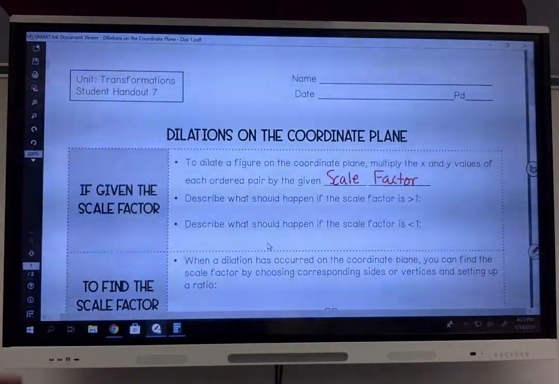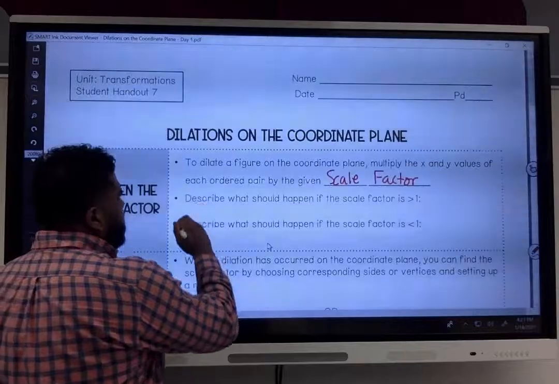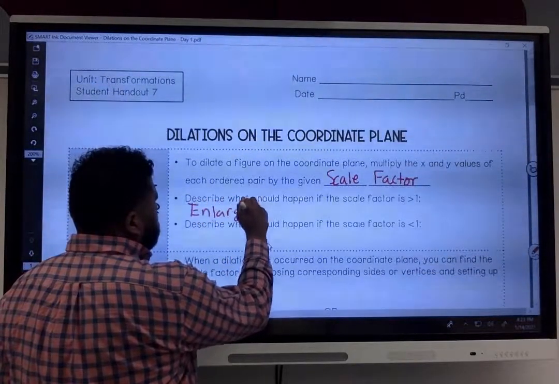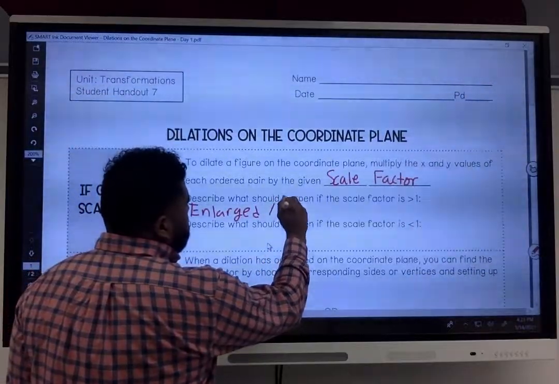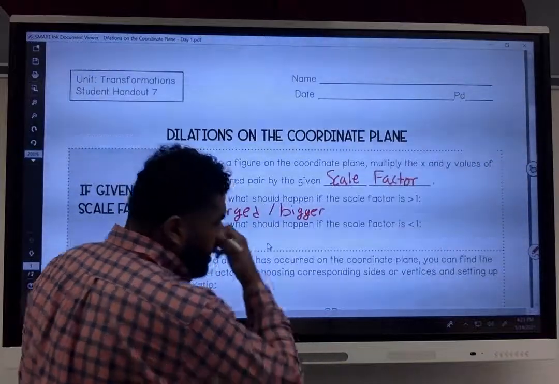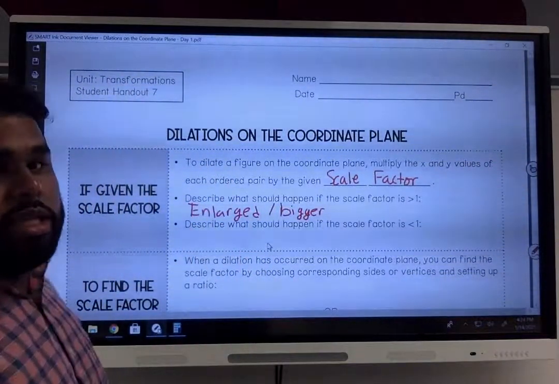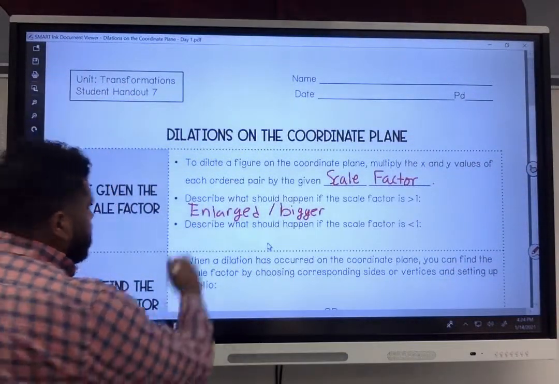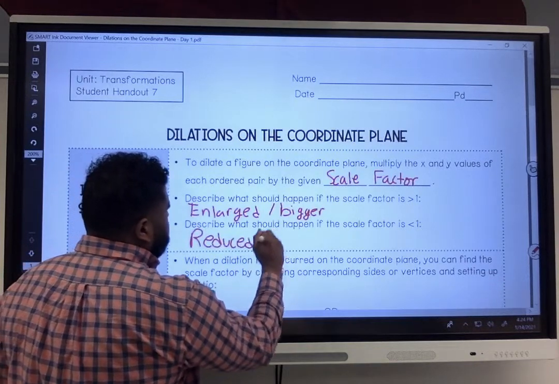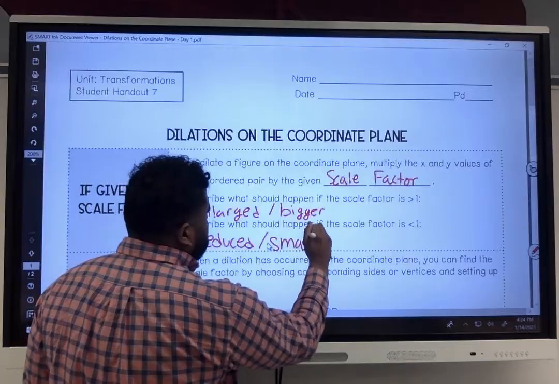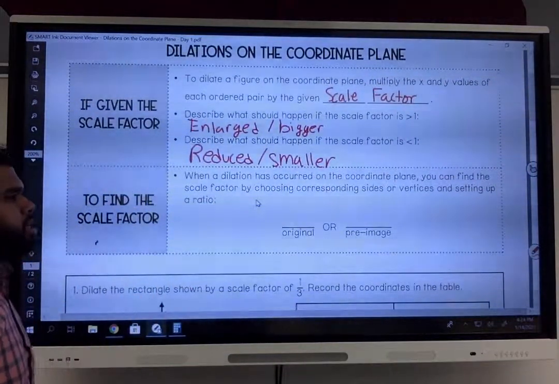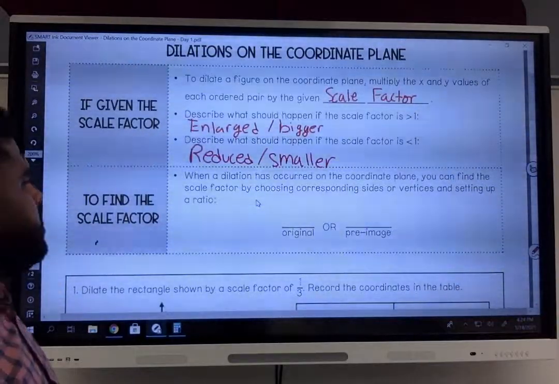So when the scale factor is greater than 1, the image will be enlarged, bigger. Okay. And for the opposite, if it's less than 1, then the image will get reduced, smaller.